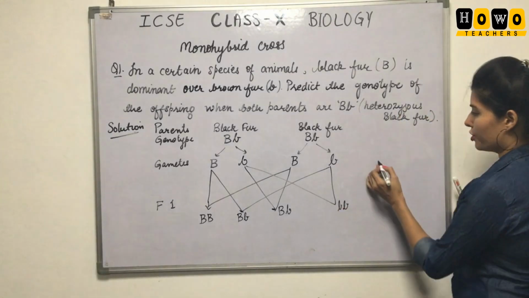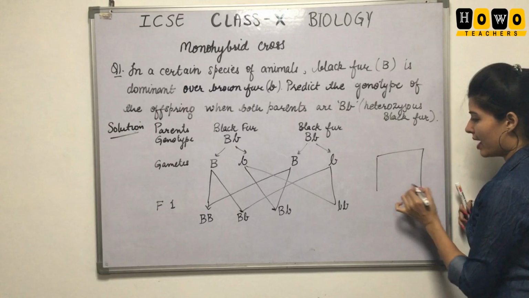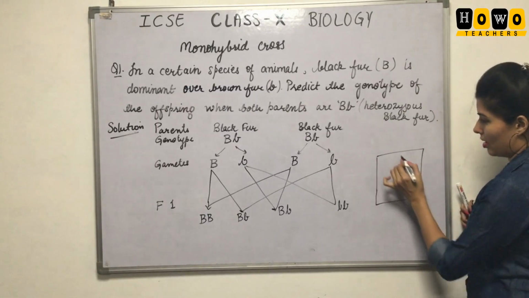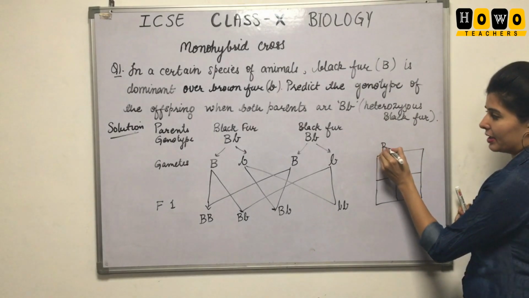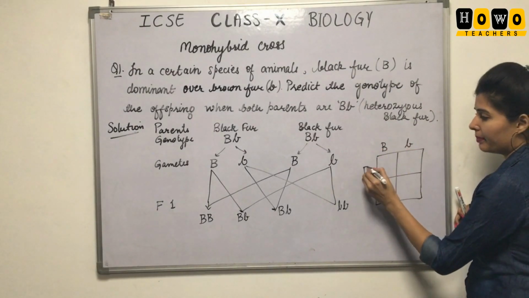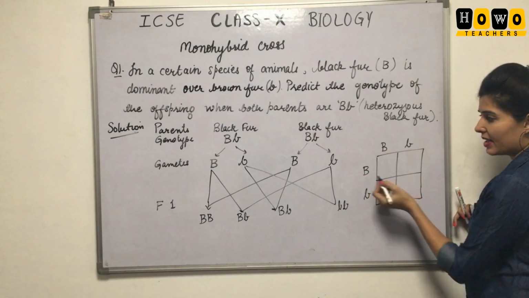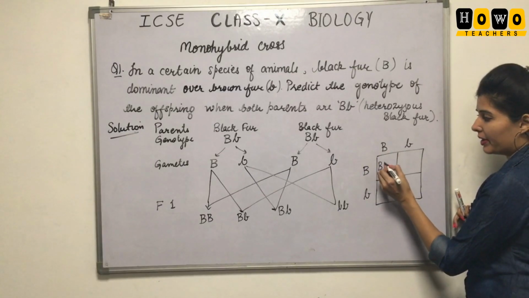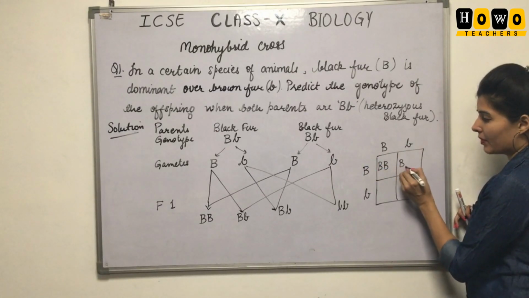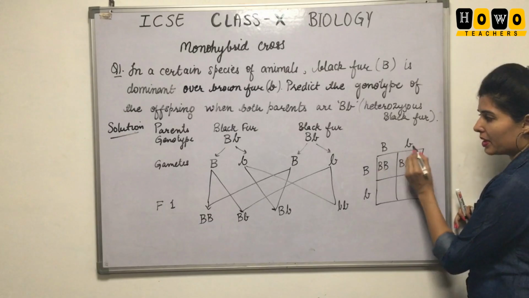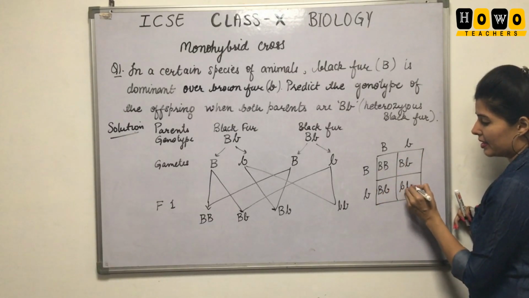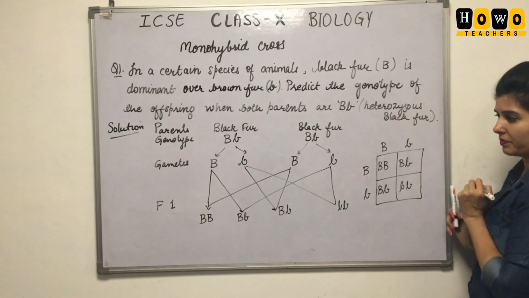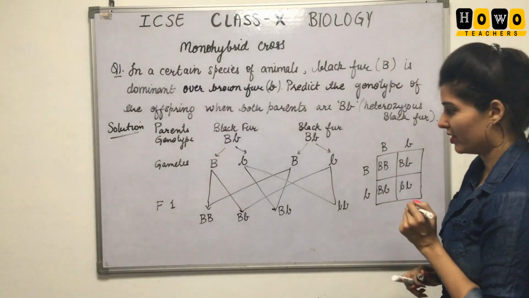The same I am showing you here in the form of a Punnett square. One parent's gametes I am writing this side, the other parent's gametes I am writing this side. So what I will get? Capital B, capital B, capital B, small b, capital B, small b, and small b, small b. So the same answer in both the cases we are getting.